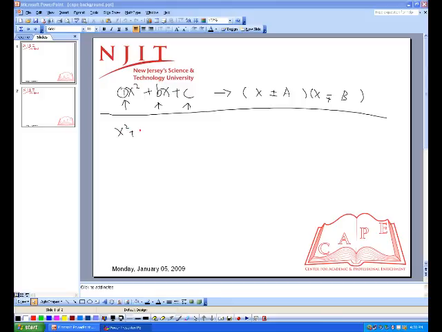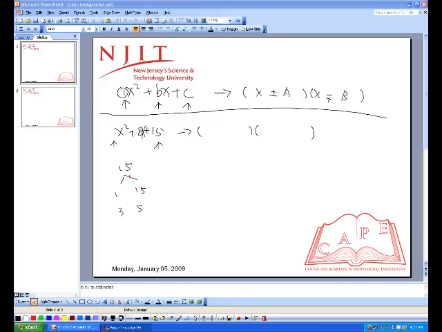x squared plus 8x plus 15. So how do you factor this into two smaller polynomials multiplying? Well, after making sure that this is just simply x squared without anything multiplying it, you look at the constant term, 15, and you try to factor it. What can 15 factor into? Well, you can factor it into 1 times 15, which is 15, or 3 times 5, which is also 15.